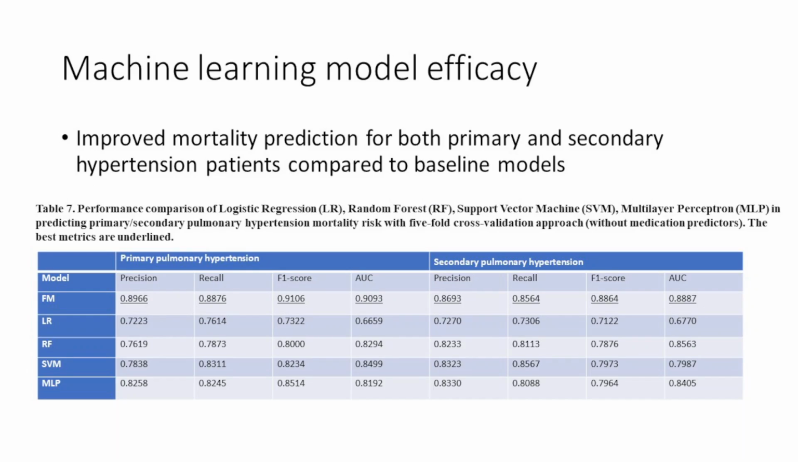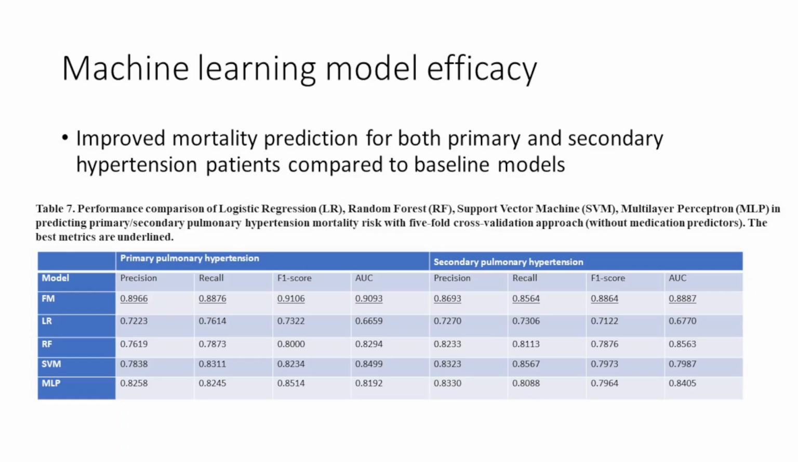And we also used various machine learning models. This table illustrates the efficacy of the different machine learning models against one another. And we use these machine learning models to develop the scores. And the final model that we found to be most effective was the factorization model, which is FM.